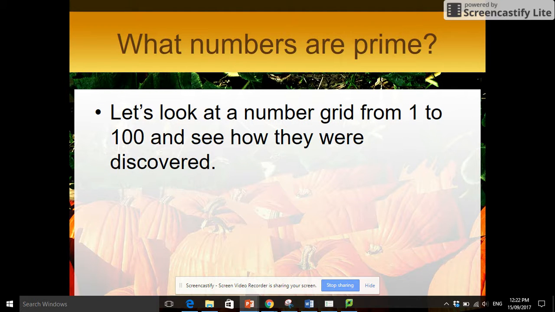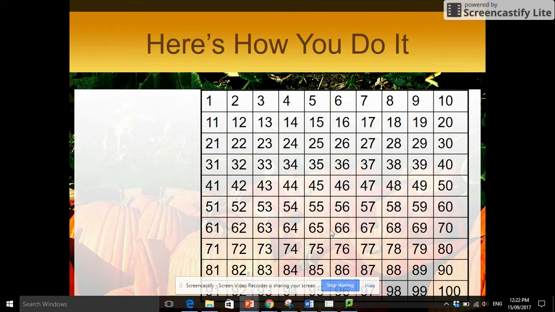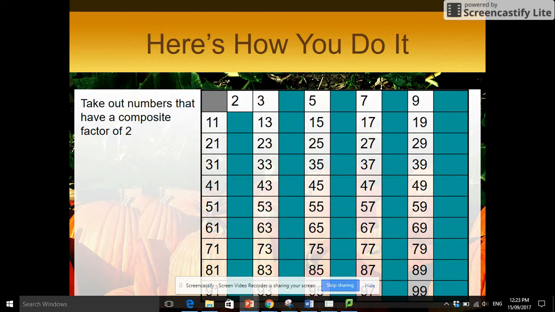So let's look at a number grid from 1 to 100 and see how they're discovered. So here we've got 1 to 100. First of all, we're going to take 1 out. 1 isn't included in this kind of summary because it's a special number. Block 1 out. So what we're going to do next is we're going to take out numbers that are a composite of 2. So it means that 2 goes into it and another number can go into it. So 2 and another number go into it, so they're gone.